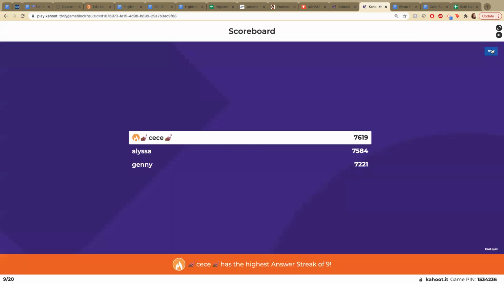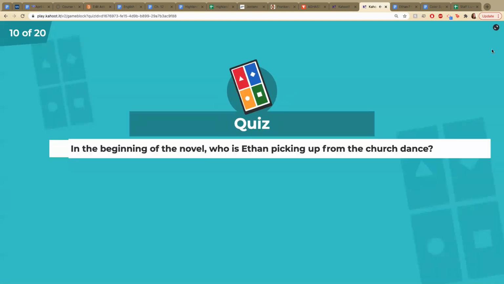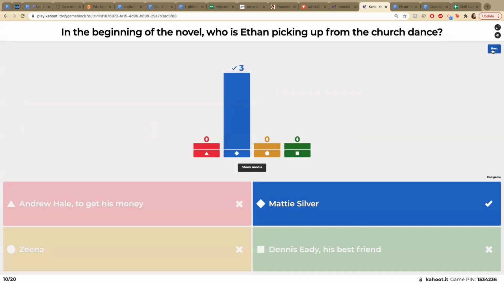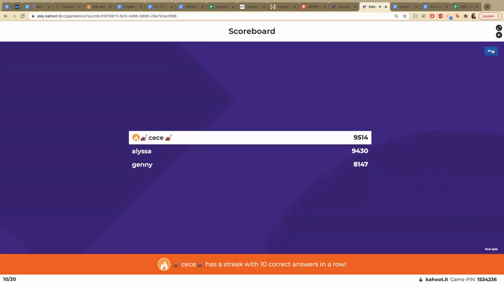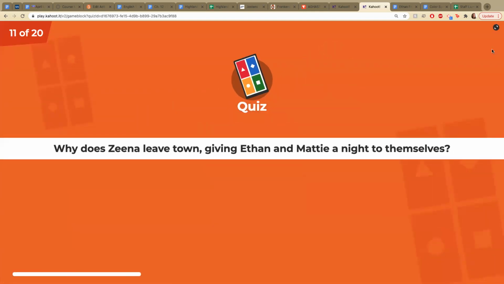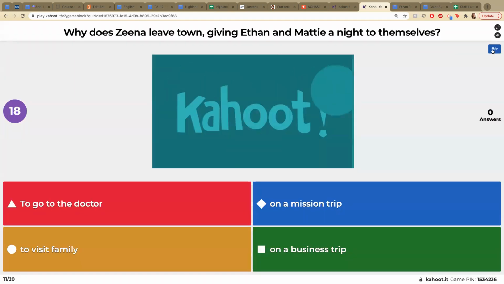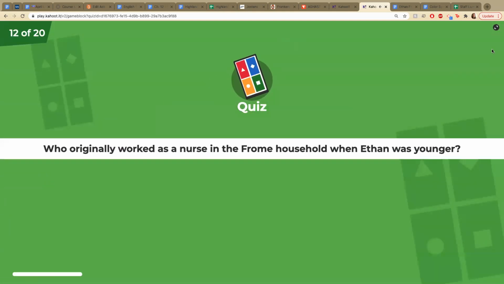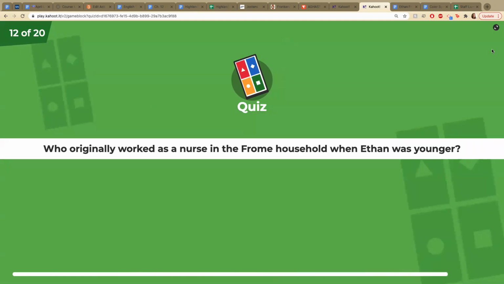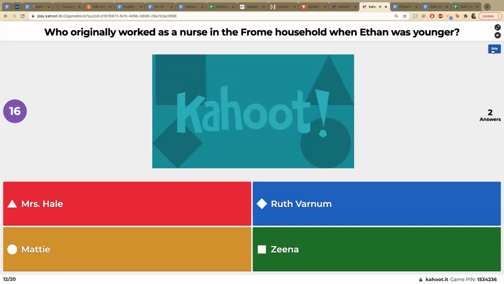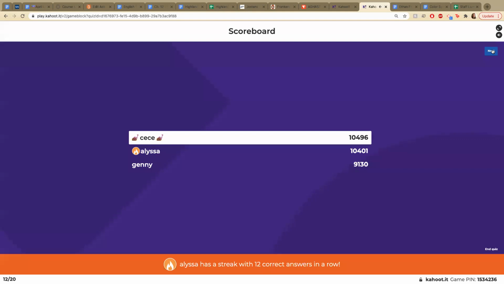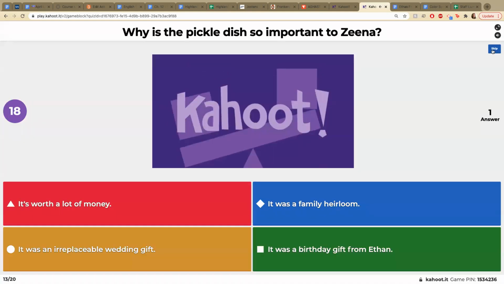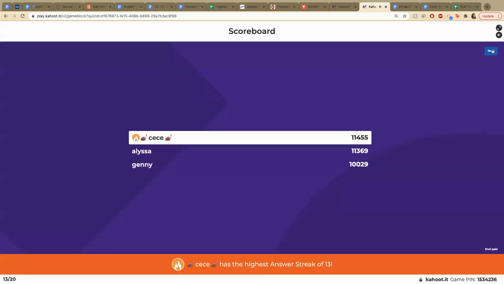No money. In the beginning, who is Ethan picking up from the church dance? Mattie Silver. Why does Zeena leave town, giving Ethan and Mattie a night to themselves? Where's she going? Yep. To the doctor. Who originally worked as a nurse in the Frome household when Ethan was younger? Zeena. Why is the pickle dish so important to Zeena? Irreplaceable wedding gift. Very sad.